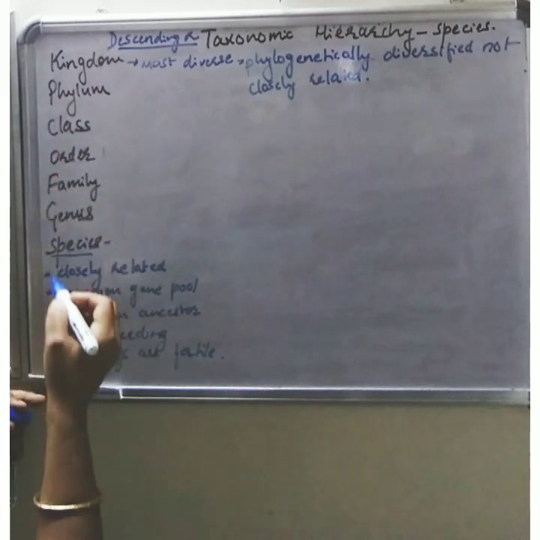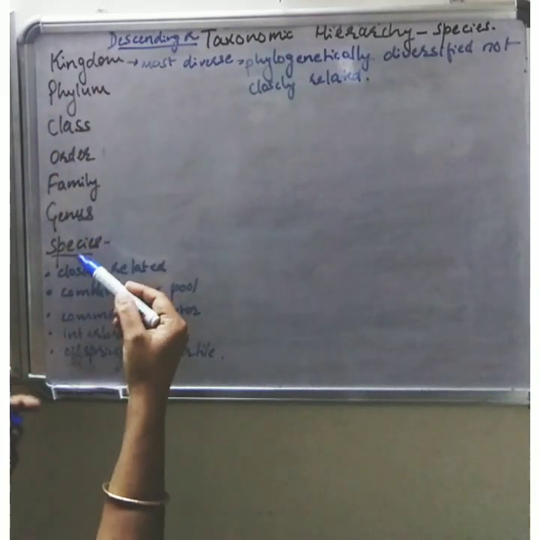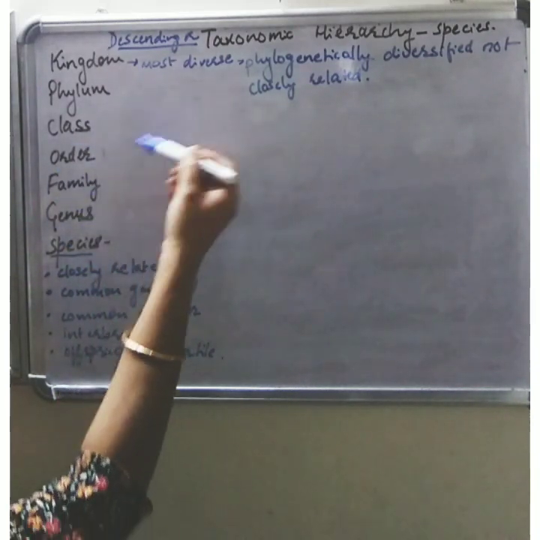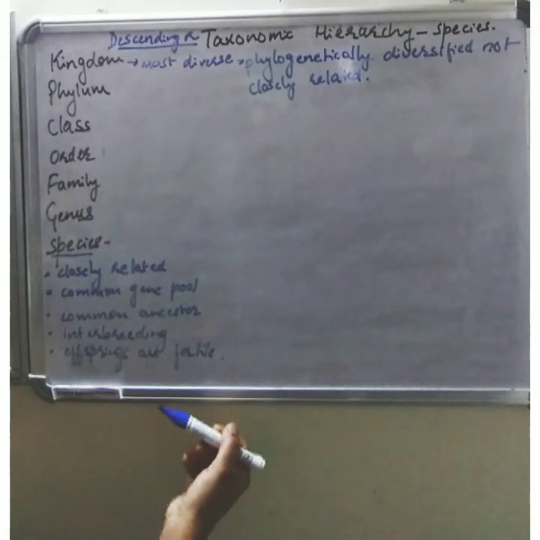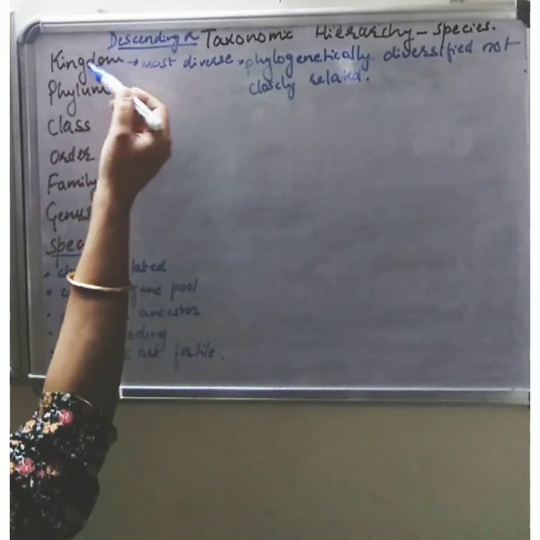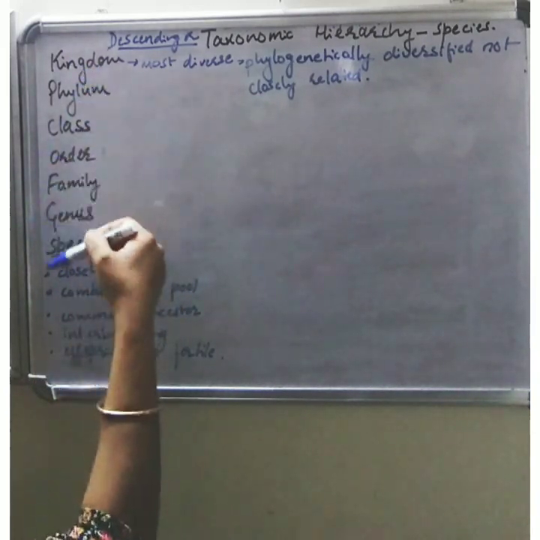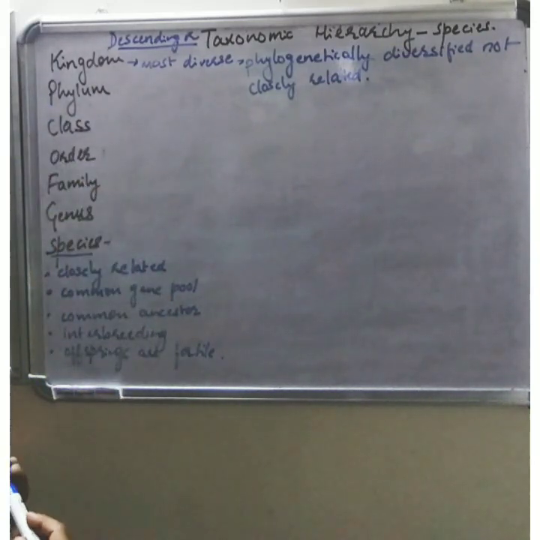So this was a descending order. If I would have placed it in ascending order, then I would have begun with the species on the top, followed by genus, family, order, class, phylum, and ending with the kingdom. So in descending, kingdom is on top. In ascending order, the species is on the top. So this sequence just gets reversed.